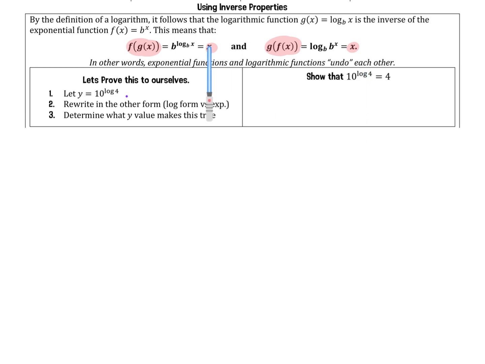So based on this property here, b to the log base b of x is equal to x. Based on this property, this statement is true. 10 to the log of 4, meaning log base 10 of 4, because there's no subscript here, is equal to 4. So let's prove this to ourselves. The very first thing we're going to do is let's actually come way down here so we have more room. Let y equal 10 to the log, I'm going to write a 10 here because we're still getting used to that, base 10 of 4.